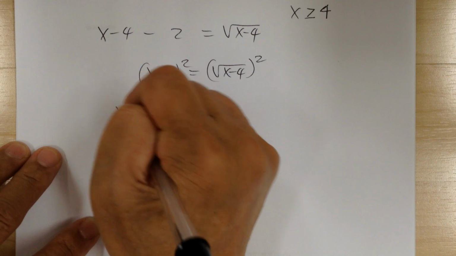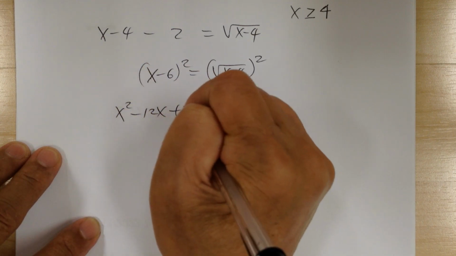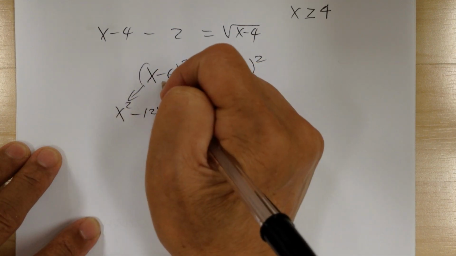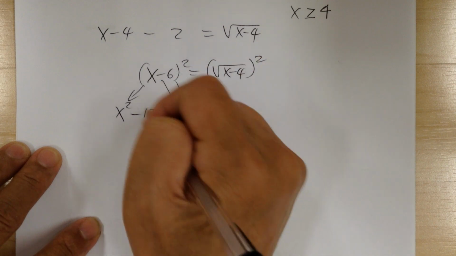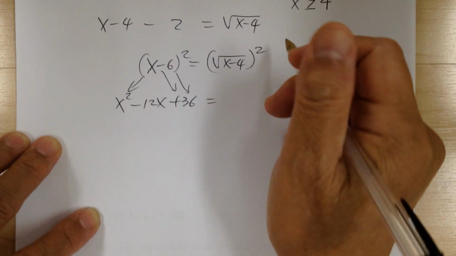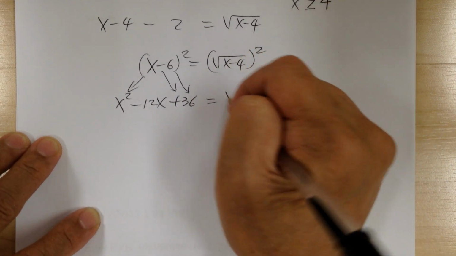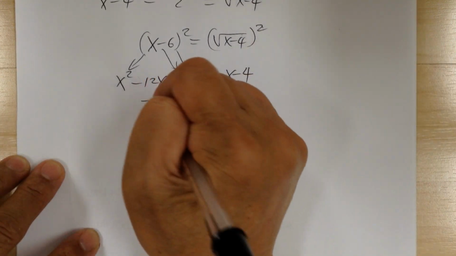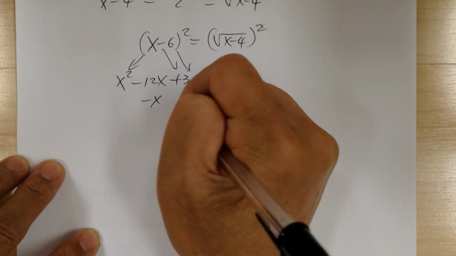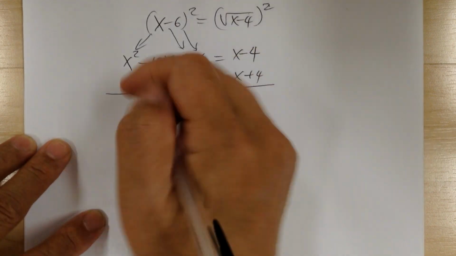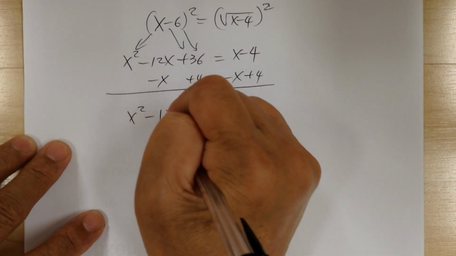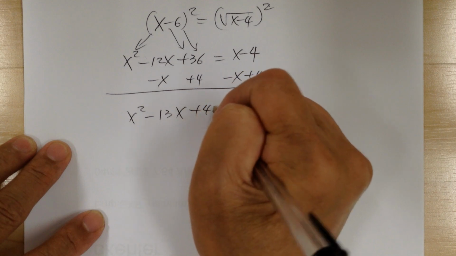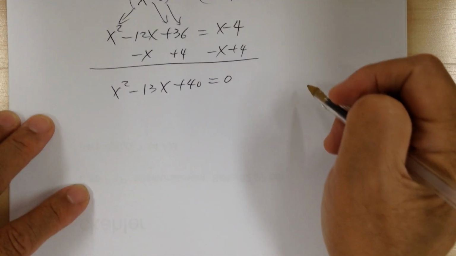So you're going to get x squared minus 12x plus 36. Remember, you square this, you square that, and the middle you multiply everything together. The square and square root cancel out. So make it equal to 0, and you get x squared minus 13x plus 40 equal to 0.